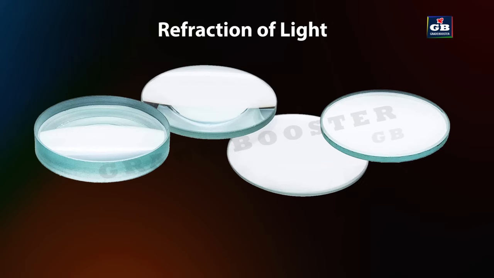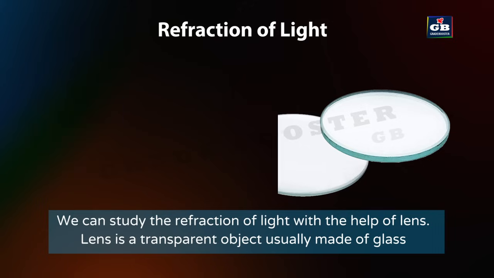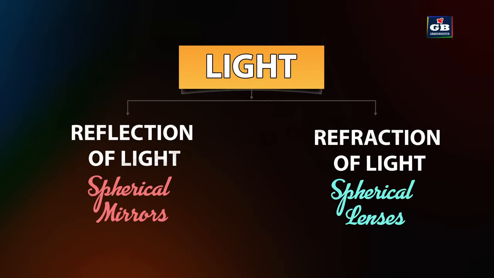We can study the refraction of light with the help of lenses. A lens is a transparent object, usually made of glass. Eyeglasses are examples of lenses which we use in our day-to-day life. First, let us study the reflection of light with the help of mirrors.